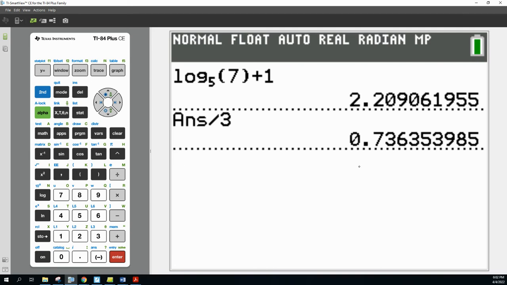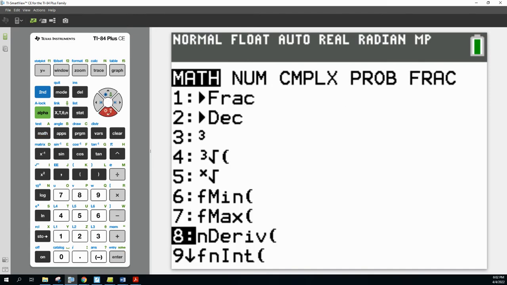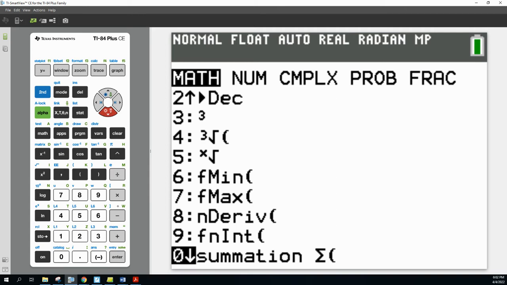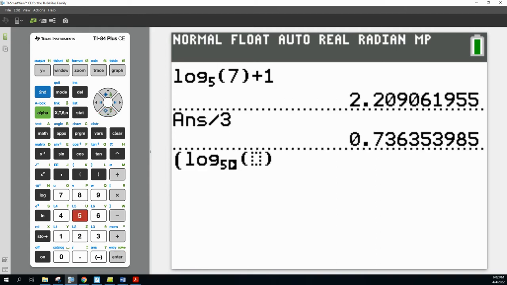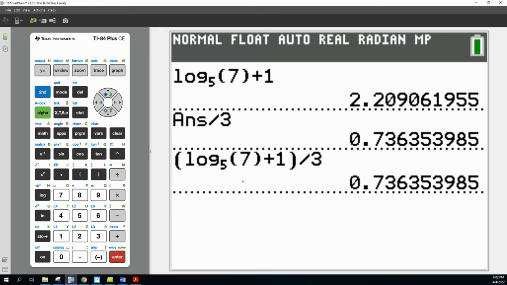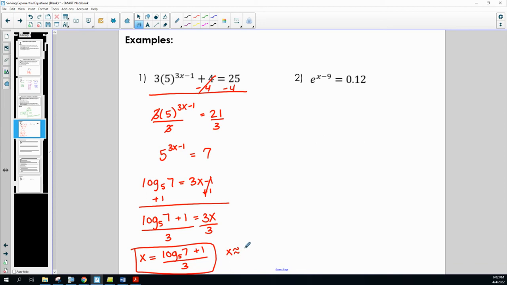If you want to put everything in at once, you just have to be careful and you need to use parentheses. So I'm going to put parentheses, and then I'm going to do the numerator, which was log base 5 of 7. Go out of the parentheses, plus 1. I'm going to close the parentheses. So this is the whole numerator, and then I'm going to divide it by 3. So this is one step, and I get the same answer. Or you can do the numerator first, and then take that answer and divide it by 3. So either way, we get 0.736, and that's our approximate.